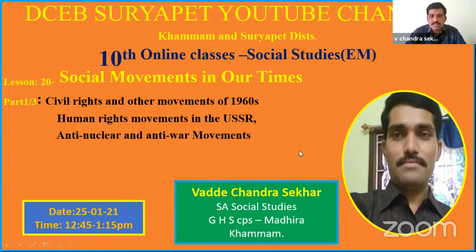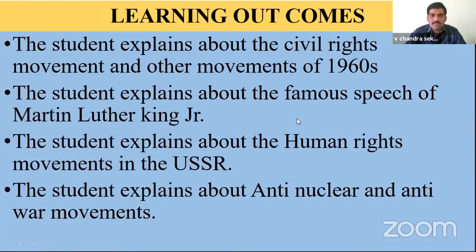Okay, children, listen carefully. Learning outcomes of today's class. The student explains about civil rights movement and other movements of 1960s. What are the movements that happened in the 1960s? The student can explain. The second one is the student explains about the famous speech of Martin Luther King Jr. He has given a wonderful famous speech, "I have a dream." The student can explain the speech.